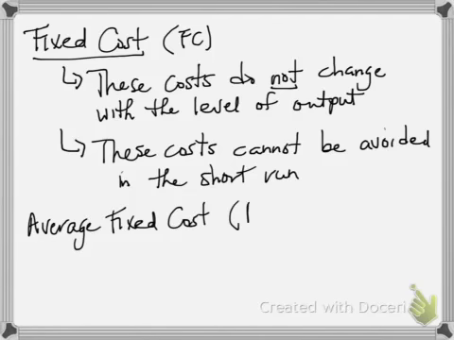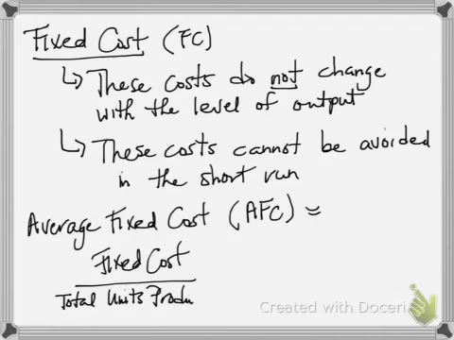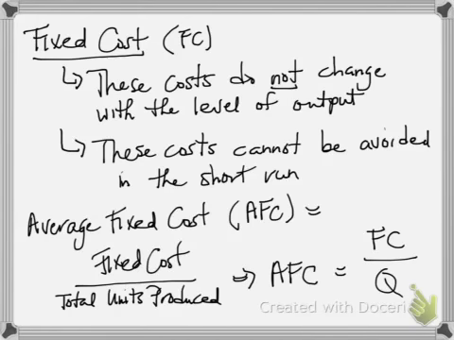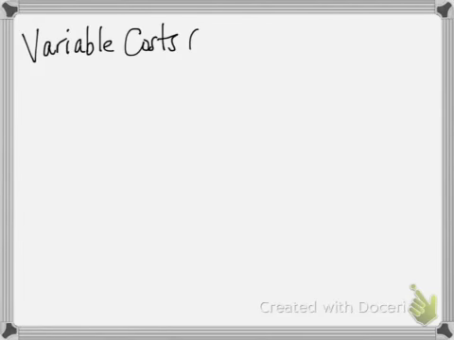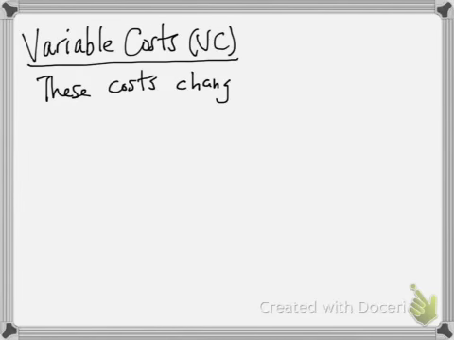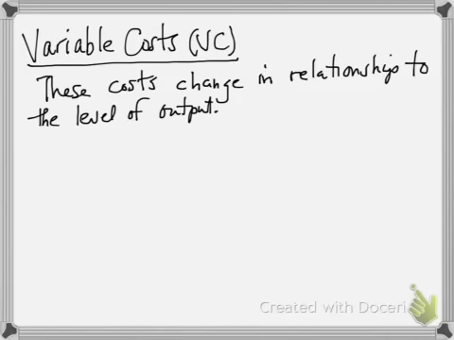And when we average fixed costs, AFC, then we're going to take the fixed cost for the period and divide it by the total number of units produced, and that's going to give us the average fixed cost, or AFC is equal to FC over Q. And what we're going to see when we look at a table is that average fixed costs decline with the number of units produced.